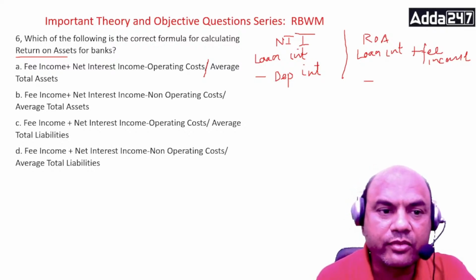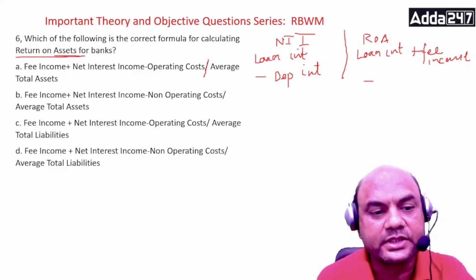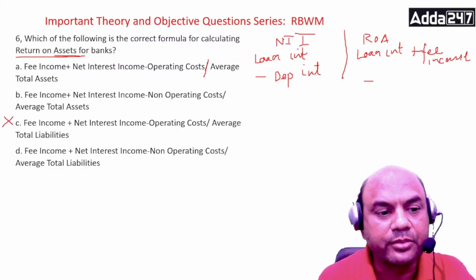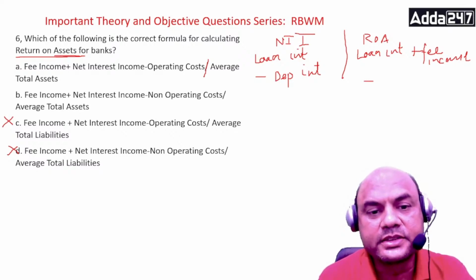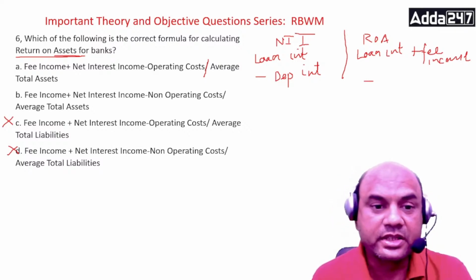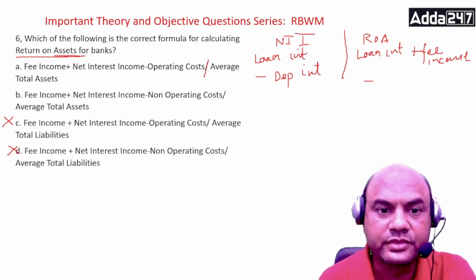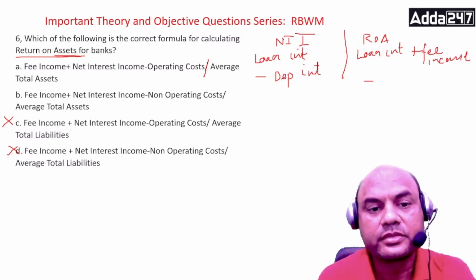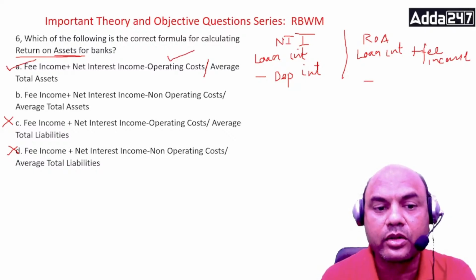See here, firstly remember we are calculating ROA, return on assets. Whenever you see upon assets, it means C and D are gone because they are upon liabilities. Now only 1 and 2. Everything is the same: fee income plus net interest income minus operating cost, and here it is minus non-operating cost, upon average total assets. So which of them is correct? Operating or non-operating? It is actually operating cost. So A is correct.